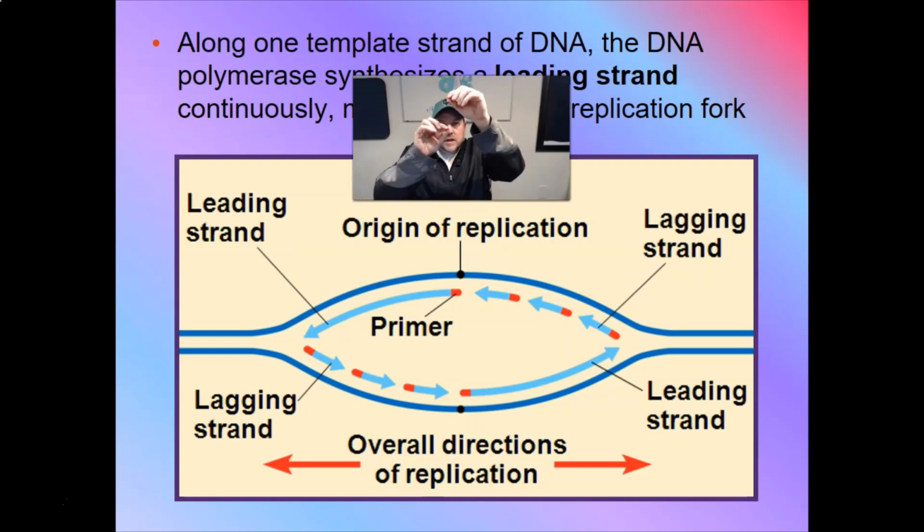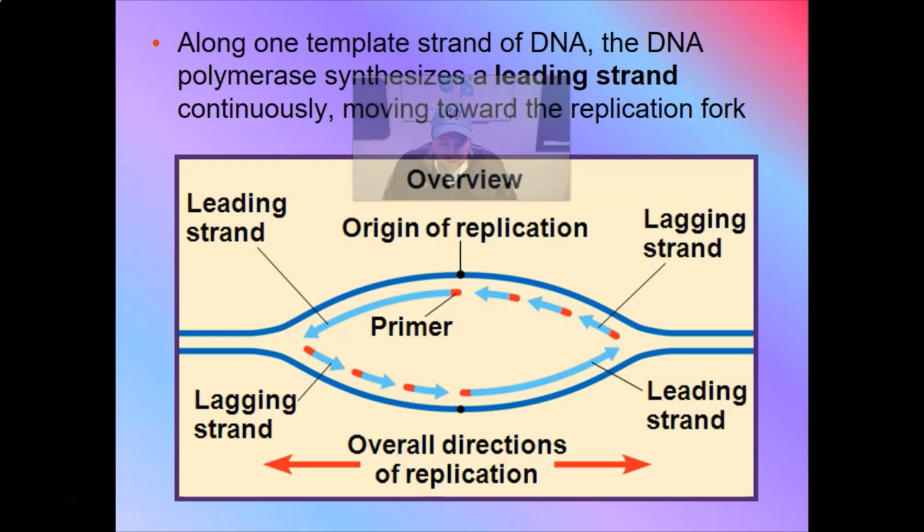Wherever your origin is, you're always going to have leading strands going in opposite directions. So the bottom and the top is a leading strand. But behind the origin, you have to keep playing catch up. Take a look. You have the origin of replication, leading strand, put a little primer, leading strand, put a little primer, leading strand. But now, because you can only add in the 5' to 3' direction, and DNA is antiparallel, you have to keep playing catch up. These are called lagging strands.